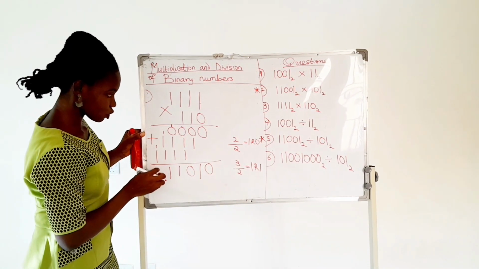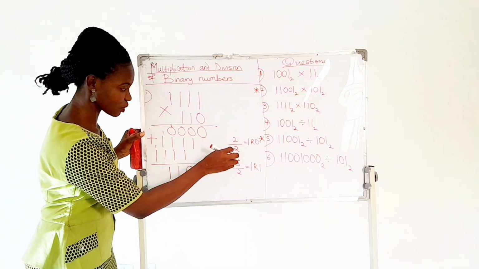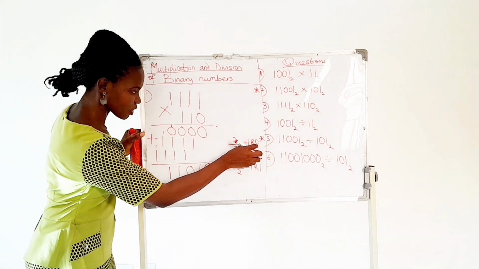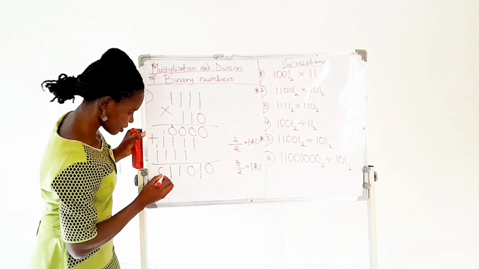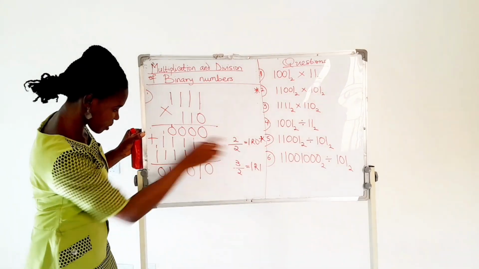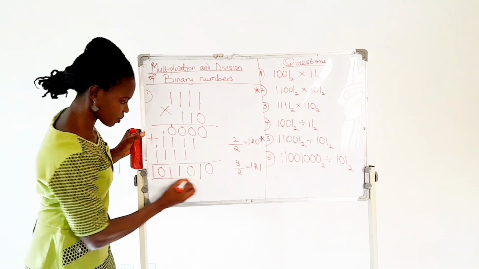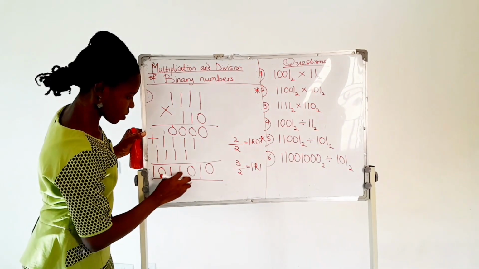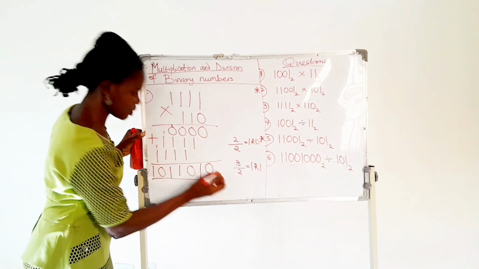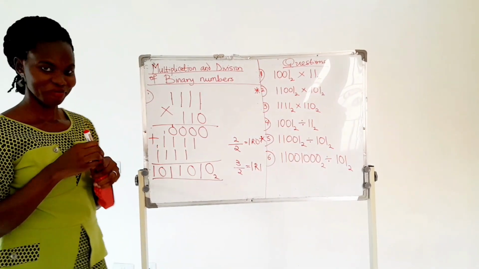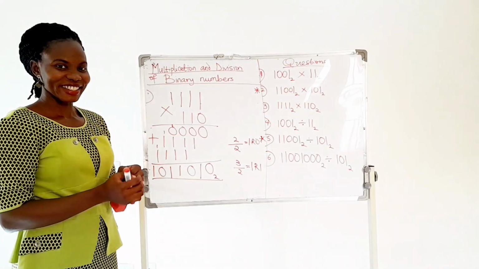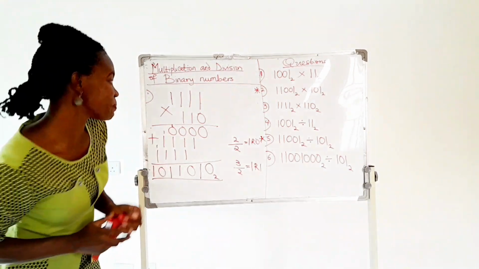1 plus 1 gives us 2. So we do what we did here for 2. 2 in 2 is 1, remainder 0. So we write the remainder 0. And since that 1 we carried has nowhere to give it to, we bring it down. So we have 1, 0, 1, 1, 0, 1, 0 is 2. Very simple, right? Yes, it's very, very simple.